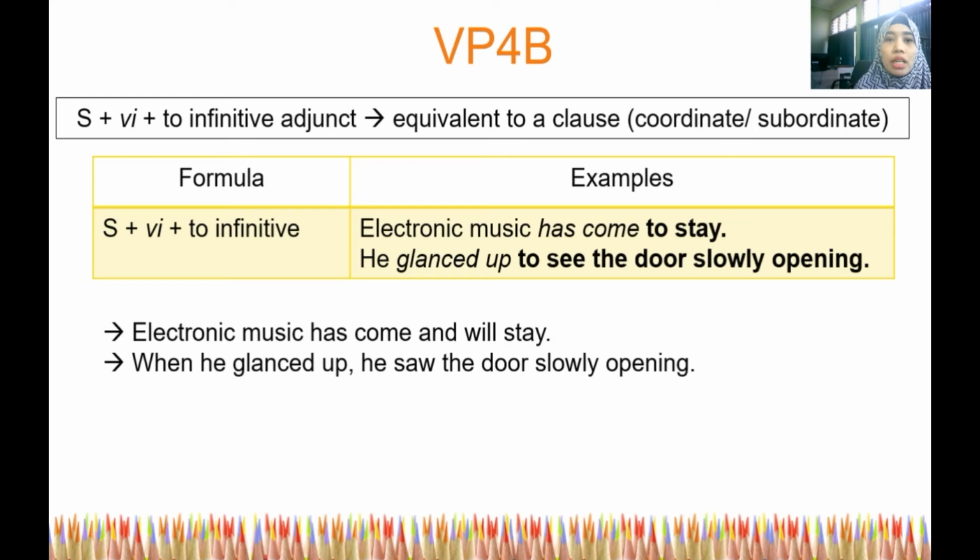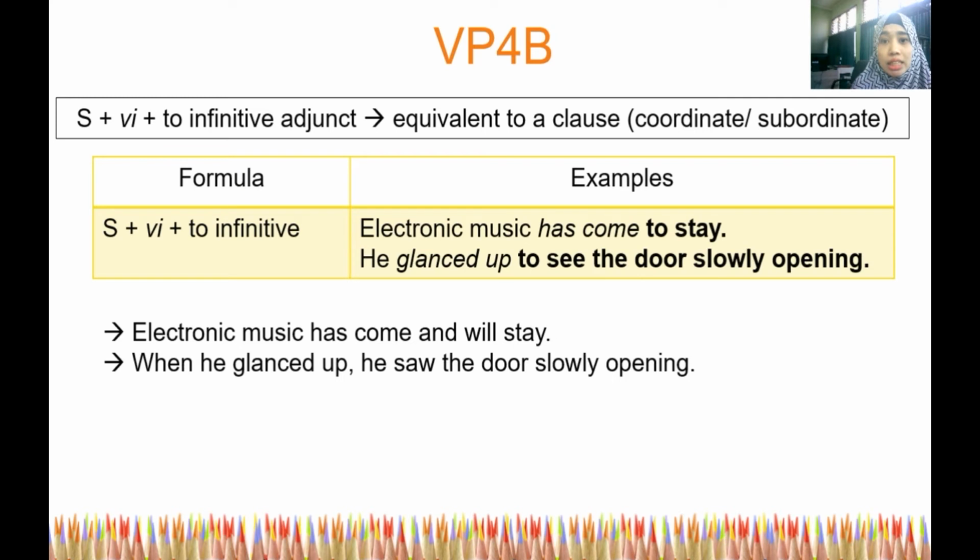For example, electronic music has come to stay. Okay, electronic music is the subject, has come is the verb intransitive, and then to stay is the to infinitive. This clause, has come to stay here, actually can be changed into the clause form, into a coordinate form. We can say electronic music has come and will stay, like that. So this is what I called equivalent to a clause.